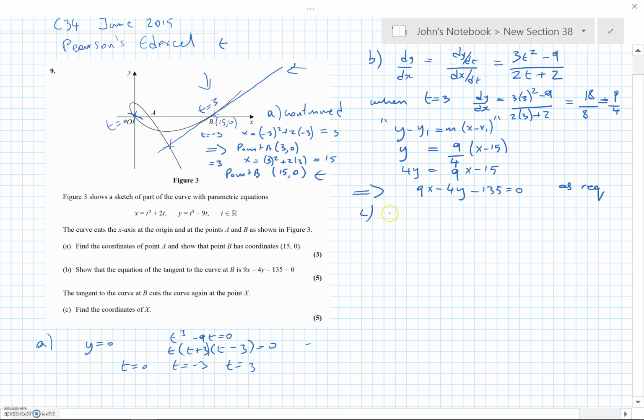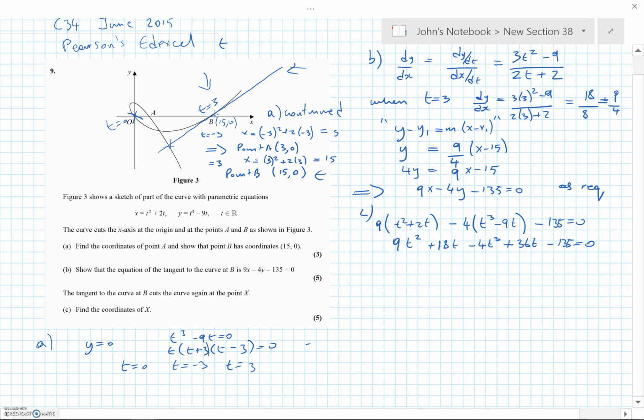So here we go. Let's sub in. We've got 9(t squared plus 2t) minus 4(t cubed minus 9t) minus 135 equals 0. So multiply that out, we get 9t squared plus 18t minus 4t cubed plus 36t minus 135 equals 0.